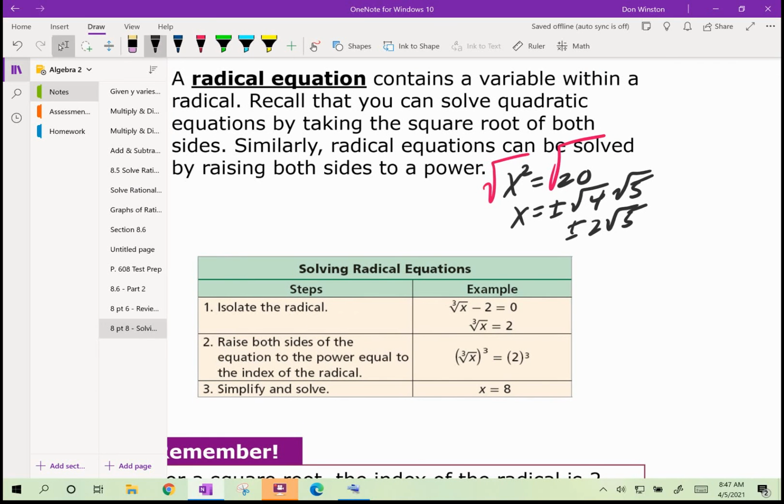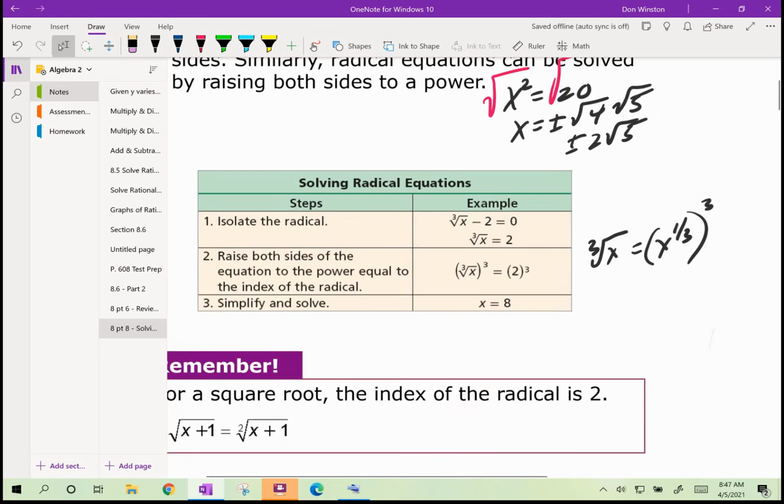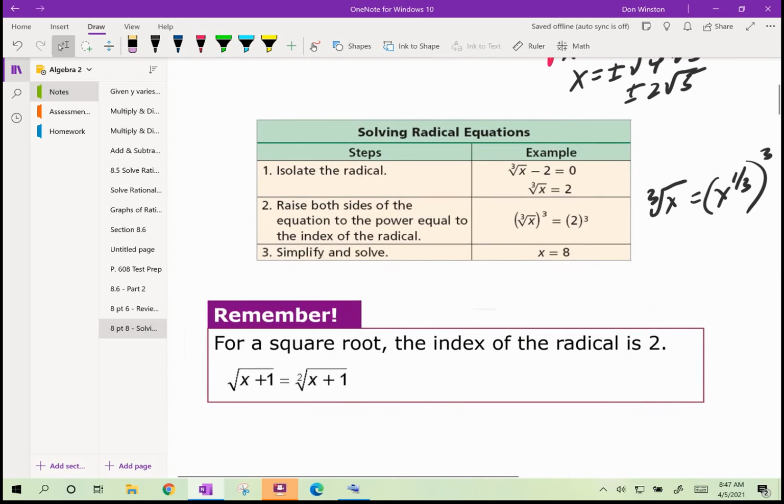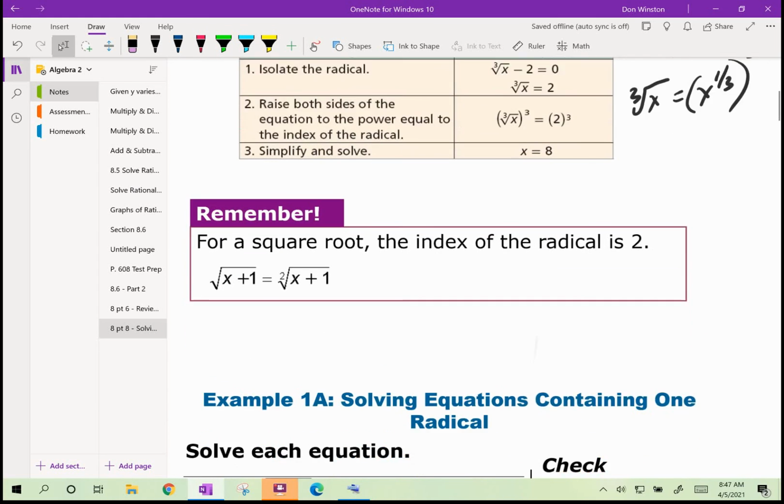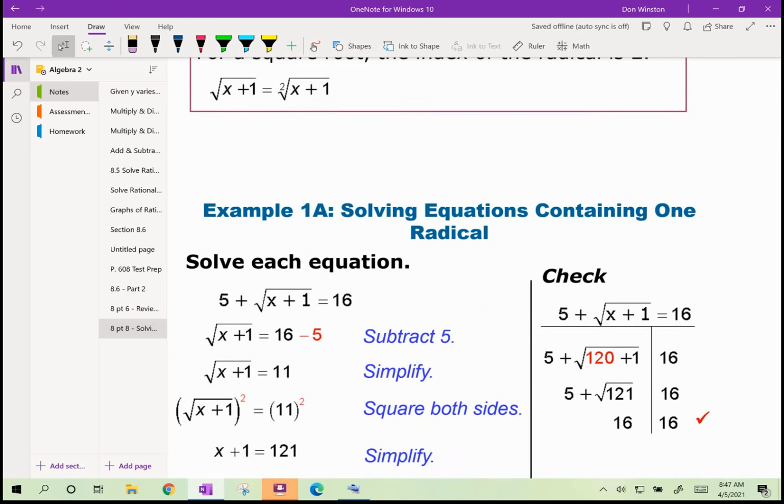And again, just to recall that the cube root of x is equal to x raised to 1/3. So if I want to get rid of the 1/3, I just raise everything to the 3. 1/3 times 3 is just 1. Okay, for a square root, the index of the radical is 2.